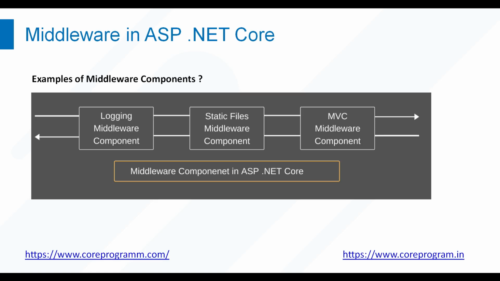Let's take another example and I will discuss the middleware components more briefly. Here we are considering three middleware components. First is the logging middleware component, second is the static files middleware component, and the third is the MVC middleware component. The logging middleware component simply logs the request time and then passes the request to the next middleware component, that is the static files middleware component, in the request pipeline for further processing.